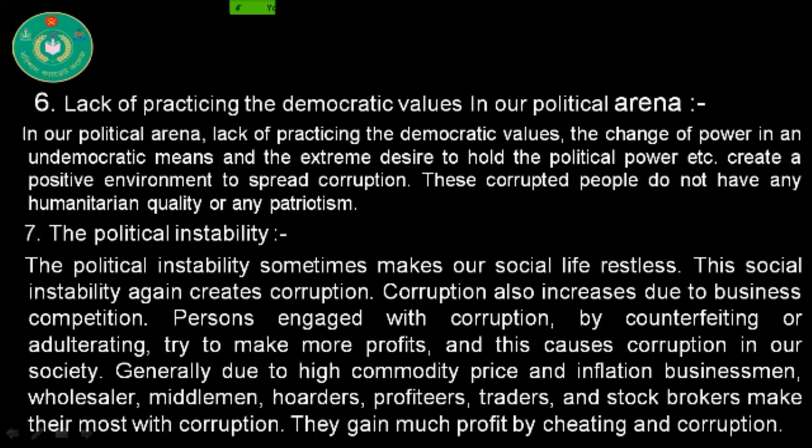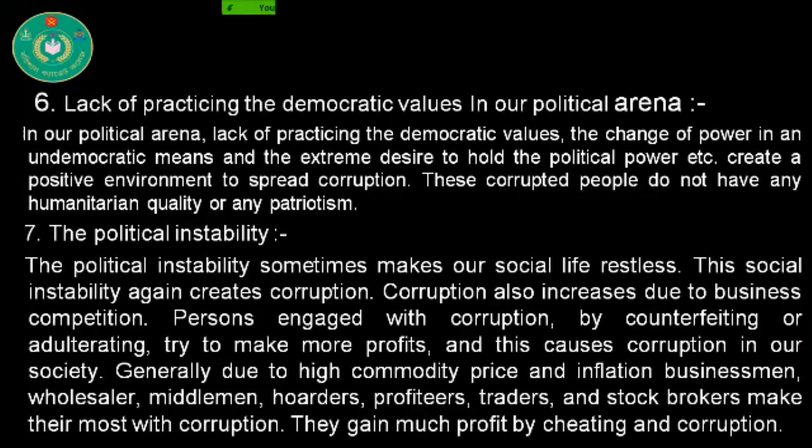Number 6, lack of practicing the democratic values in our political arena. The change of power in an undemocratic means, and the extreme desire to hold the political power, etc., create a positive environment to spread corruption. These corrupted people do not have any humanitarian quality or any patriotism.